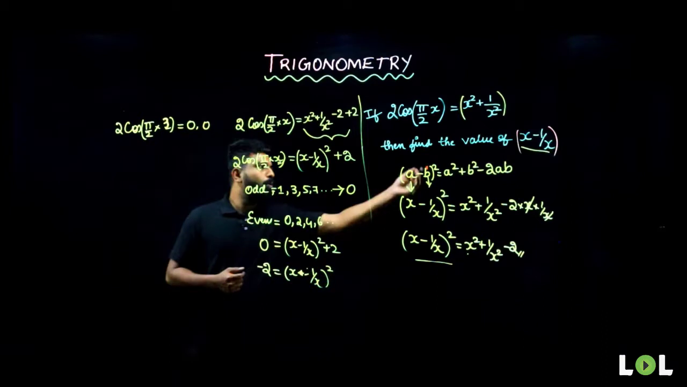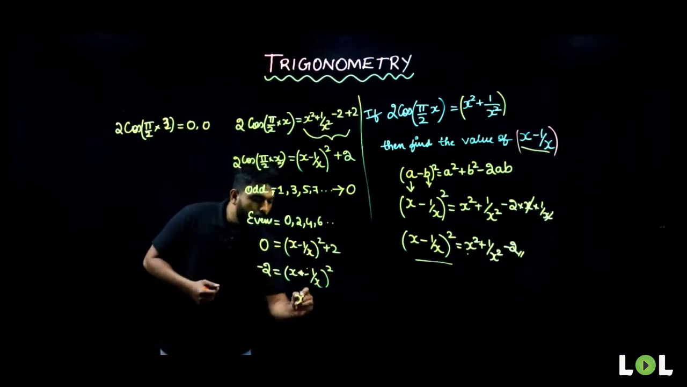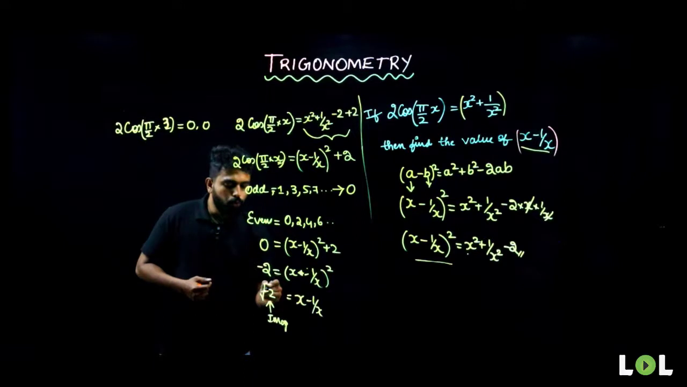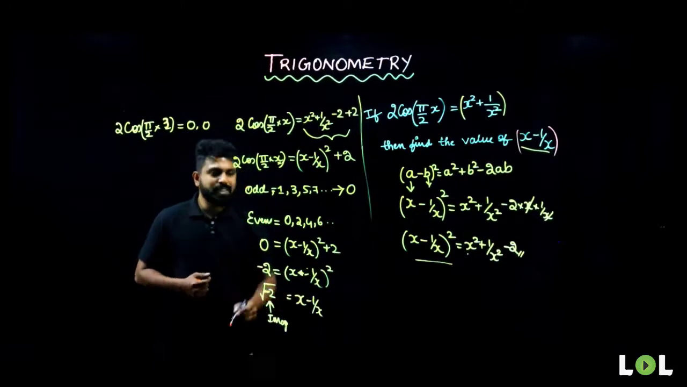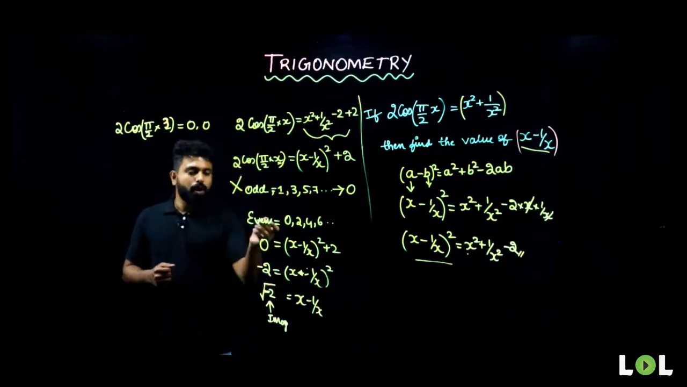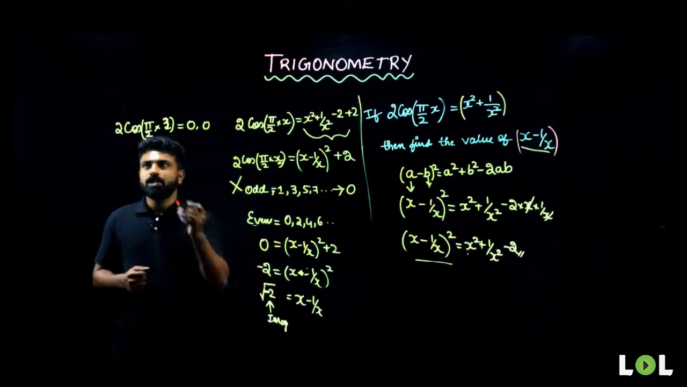Now we need to find out the value of x minus 1 by x. What will be the value of x minus 1 by x? It will be the square root of minus 2, meaning this will become imaginary. Root of a negative number is always imaginary, so this condition can never happen. So what will happen if the cos takes even numbers?